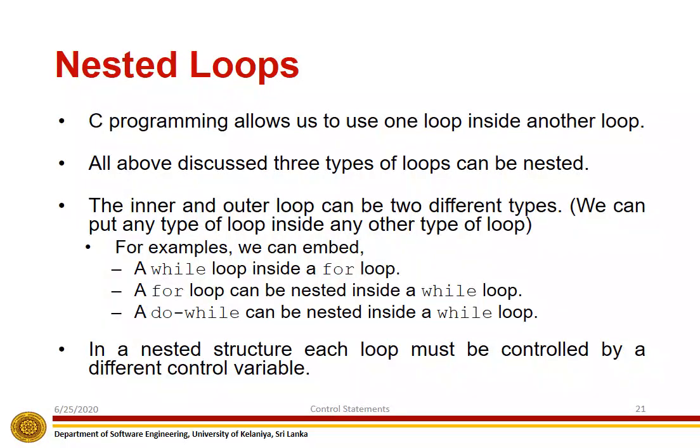The inner and outer loops need not be generated by the same type of control structure. It can be the same type. For example, a for loop inside a for loop, a while loop inside a while loop, and a do while loop inside of a do while loop. But the inner and outer loop can be two different types also. We can put any type of loop inside any other type of loop. For example, a while loop inside a for loop, a for loop can be nested inside a while loop, and a do while loop can be nested inside a while loop.